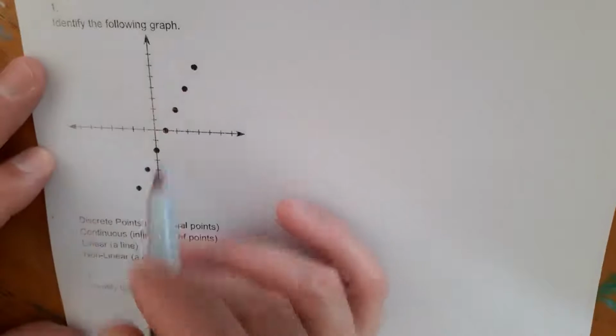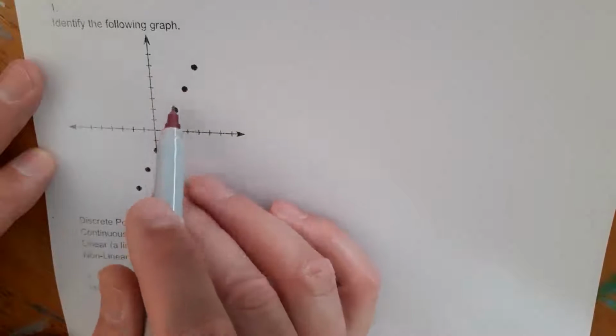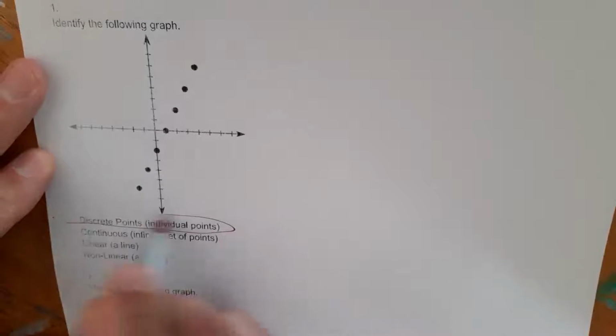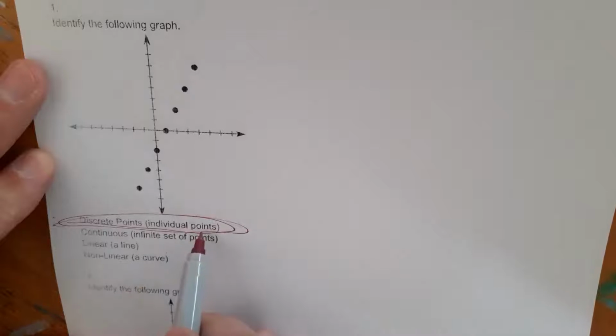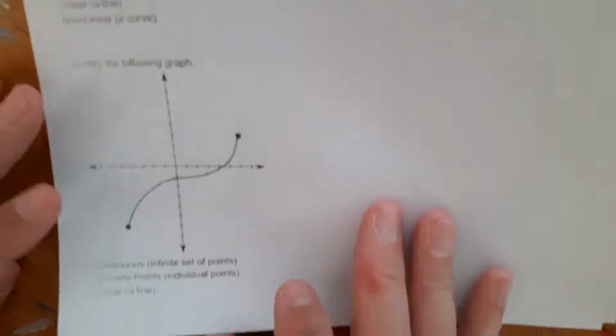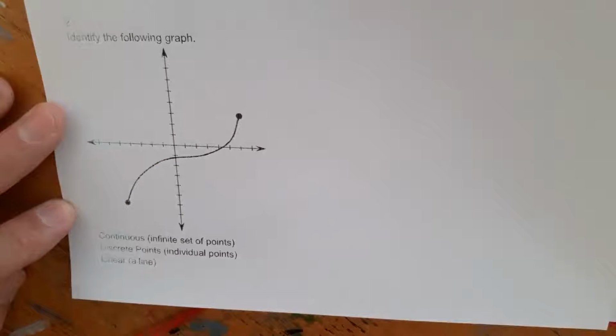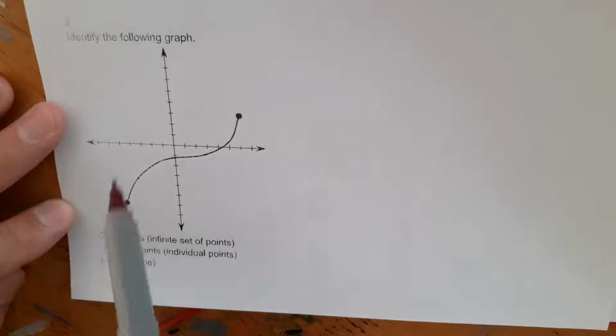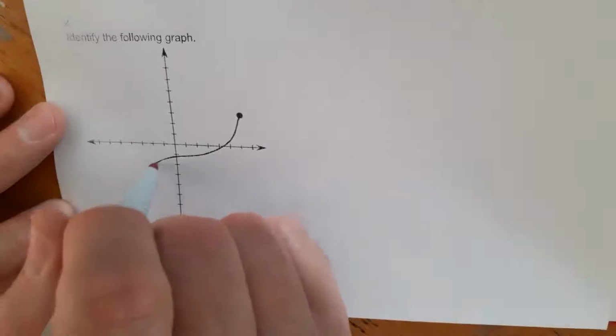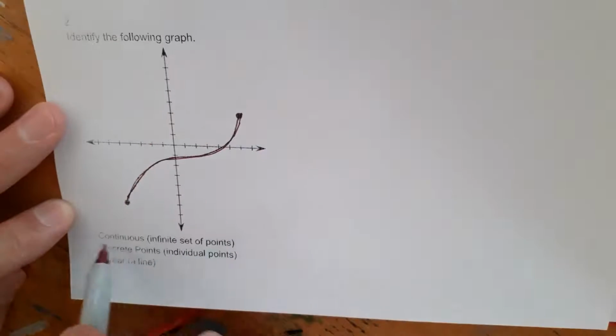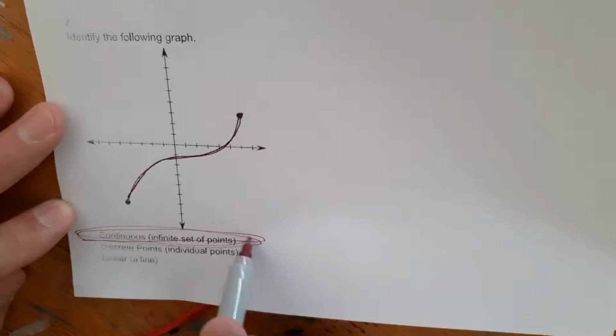So identify the following graph. This looks like those discrete points that we saw in the notes. So discrete points, and they're explaining what it is to us, individual points, right? That's true for this case. Sometimes math vocabulary makes sense. Not always, but this time it does. Identify the following graph. This would be continuous because we put down our pencil and we draw and we don't ever lift up our pencil. That would be a continuous graph.